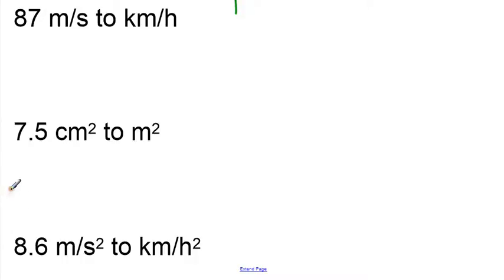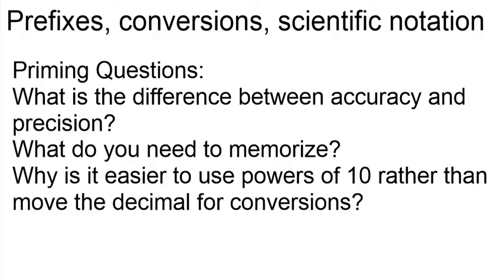Give that a try for these 3 as well. We'll check those in class. And here are your priming questions again.